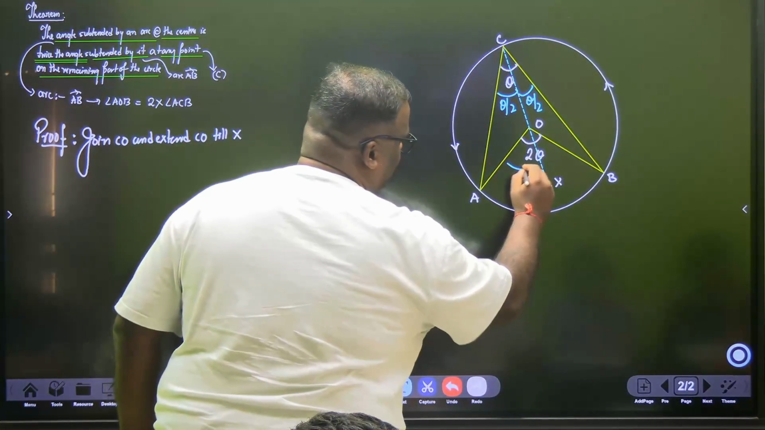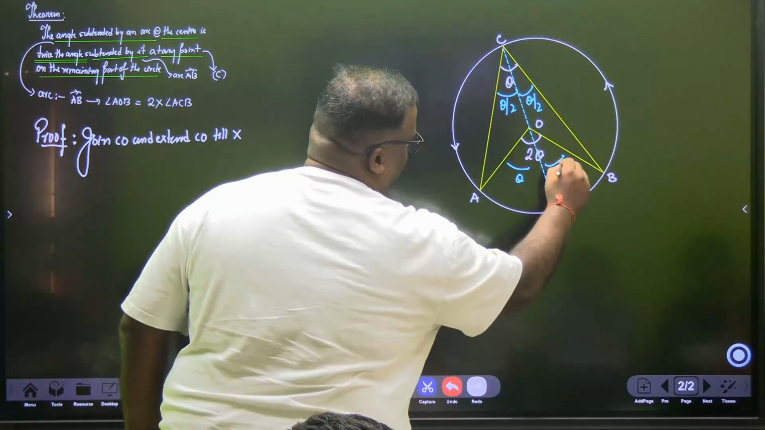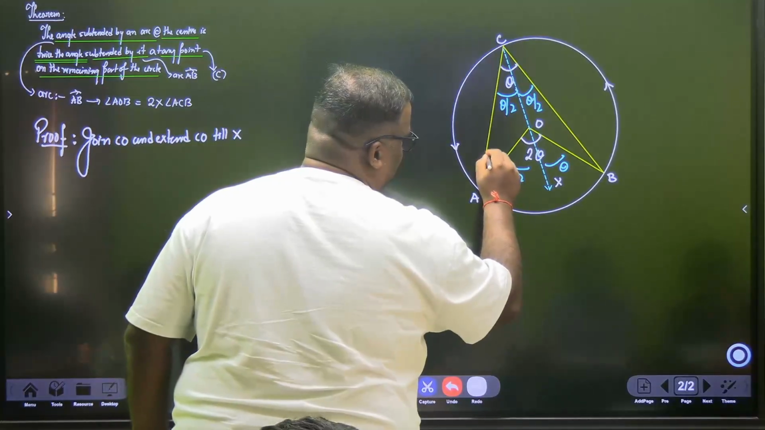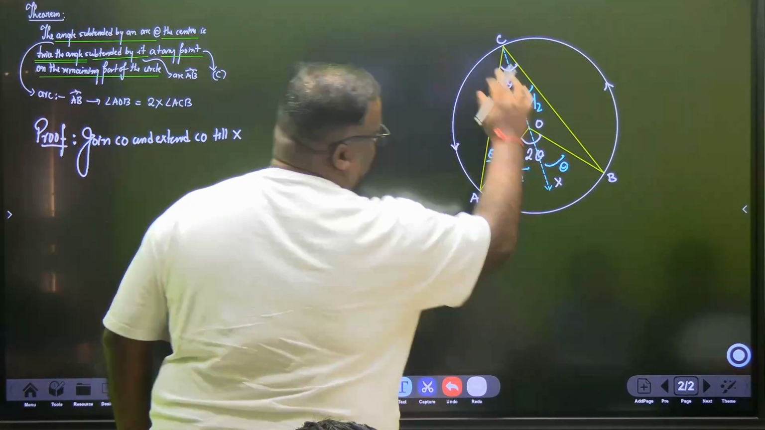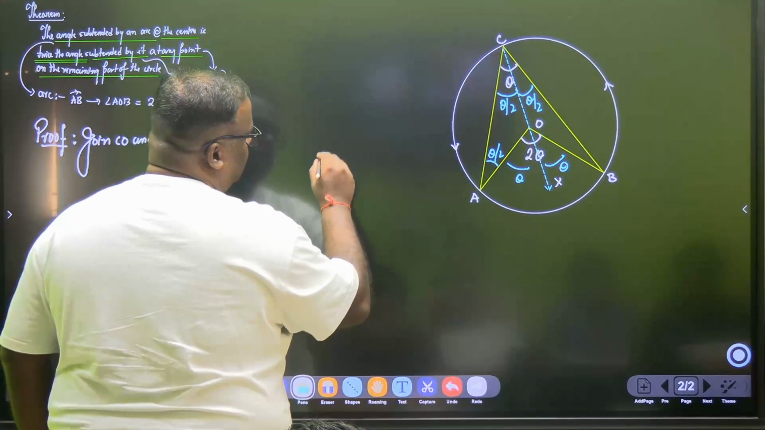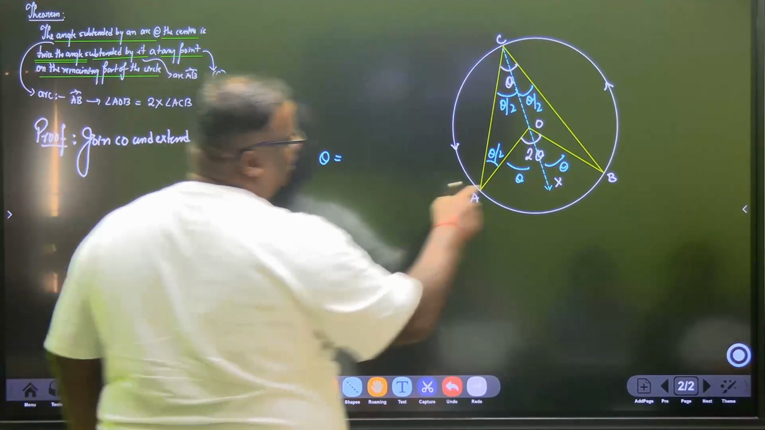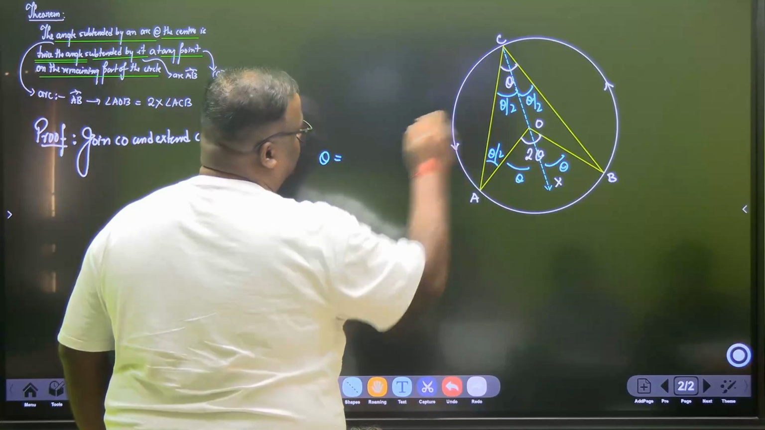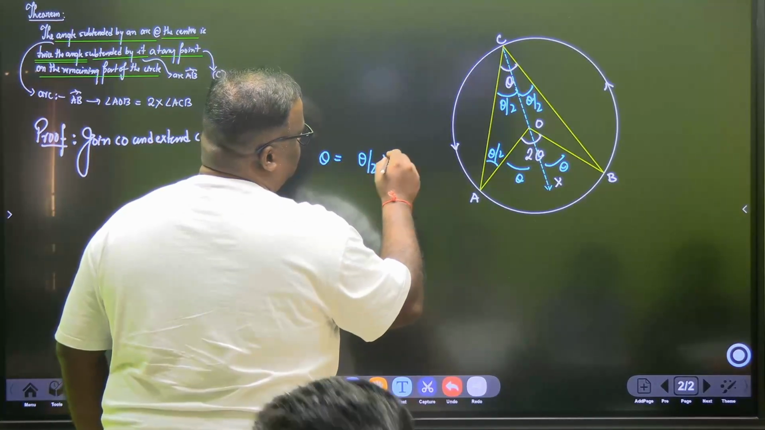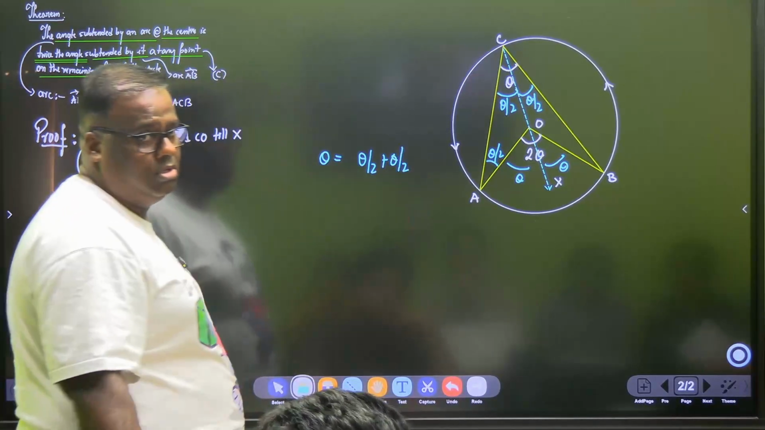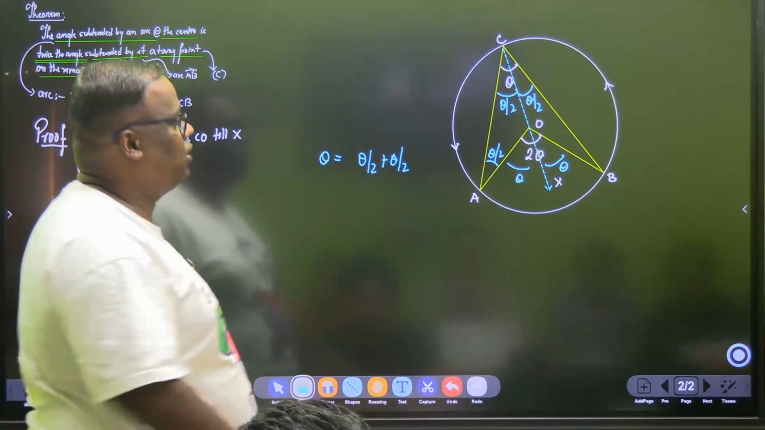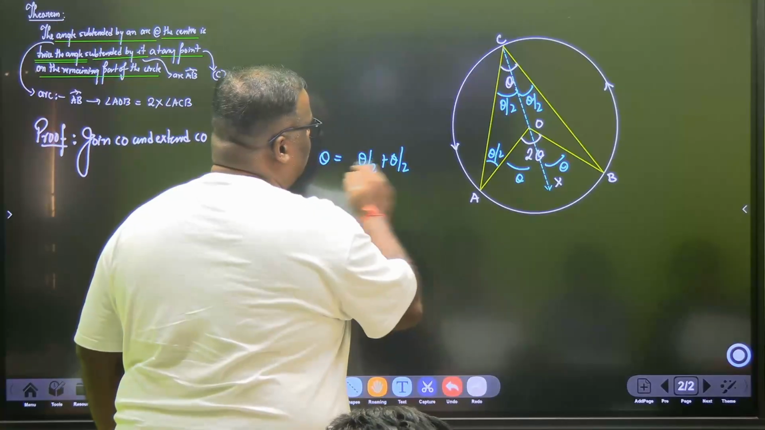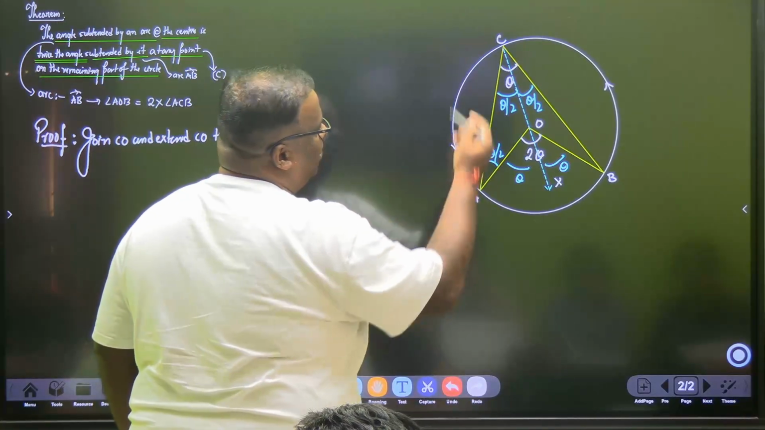This angle will become how much? Theta. This angle becomes theta. You just see this one. This is an exterior angle. If this is theta by 2, this is also theta by 2. This is an isosceles triangle. So what do you write? Theta is equal to theta by 2 plus theta by 2. Which is actually correct. And then what do you get? You actually do not need to prove congruence. You can go on like this.